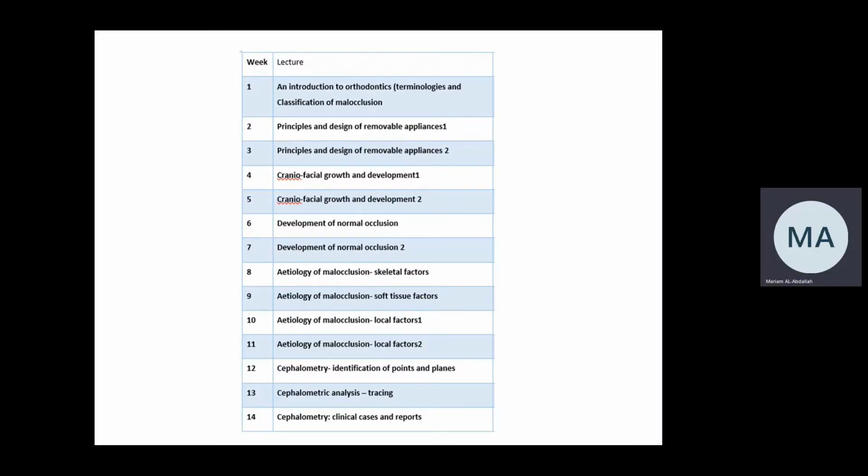The first semester we're expected to cover 14 lectures, and second semester another 14 lectures. And we try to make the topics parallel with those that you will be covering in your lab, the practical part. So, for example, we're going to start with the introduction to orthodontics, terminologies, and a classification of malocclusion today. And the first session in your lab is going to be the same, terminologies and classification of malocclusion.